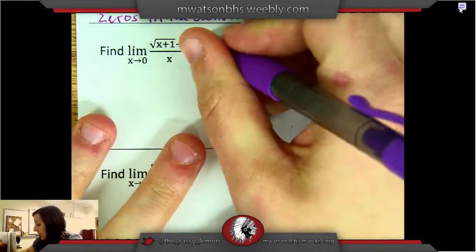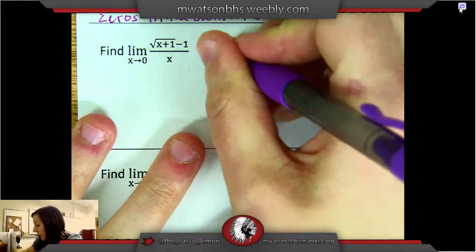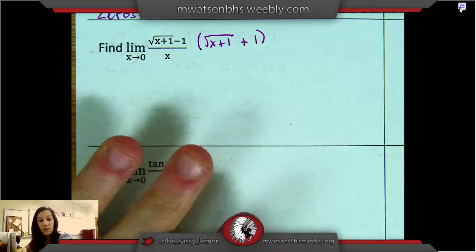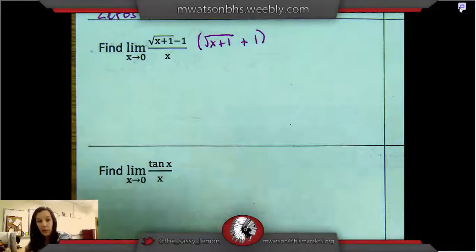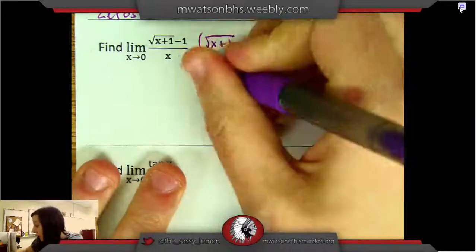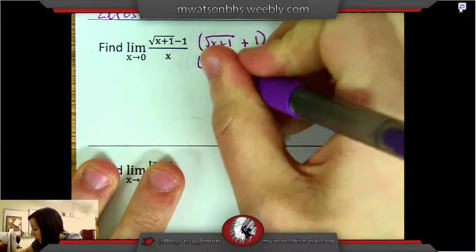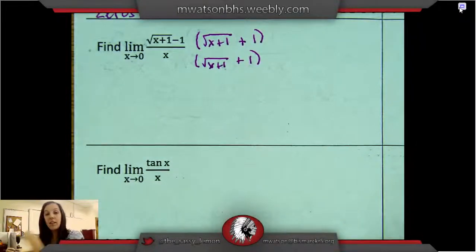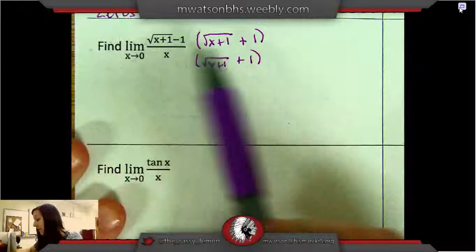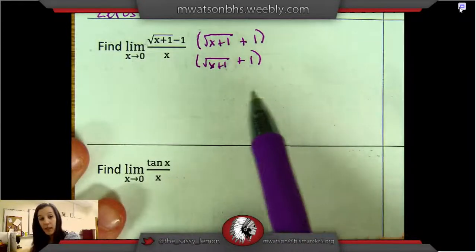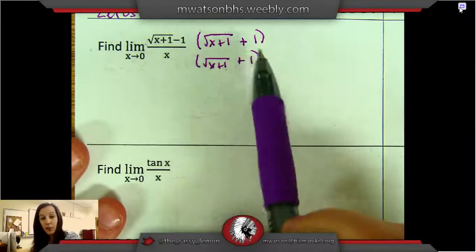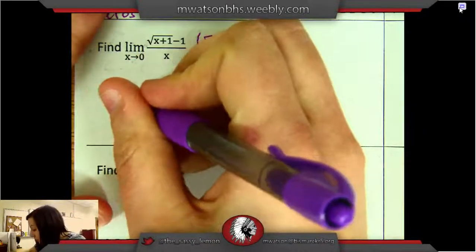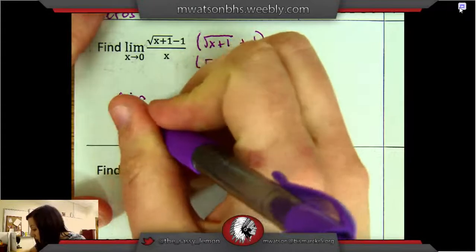So the conjugate of the numerator is going to be the square root of x plus 1 plus 1. Conjugate just means you change the sign in between your two terms. And what you do to the top, you have to do to the bottom. So now from here, we have to do some double distributing. But on top, we know that our two middle terms are going to cancel out, so I'm not going to worry too much about those. And I'm going to write my limit notation.